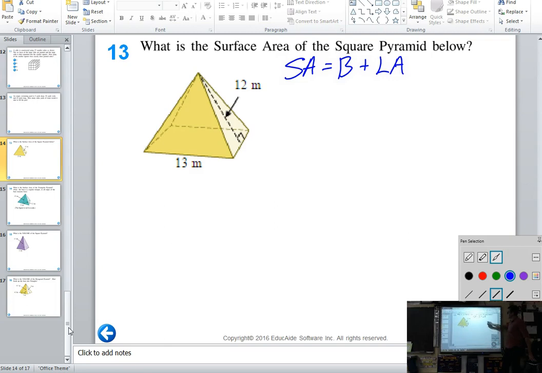Now we would then also need to know that the lateral area formula is half the perimeter times the slant height, which is a lot to deal with. Alternatively, we could just solve each face individually. So let's look at your big B, the base area. And we know it's a square pyramid.